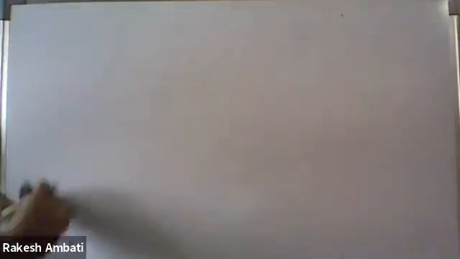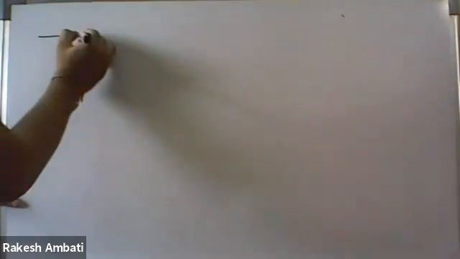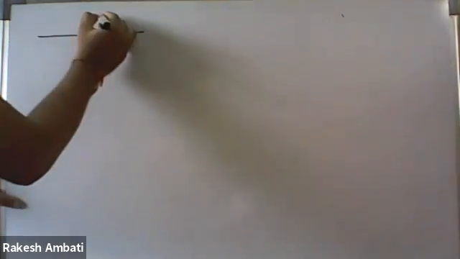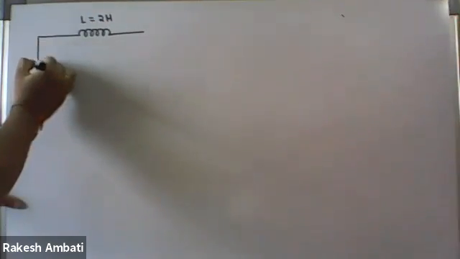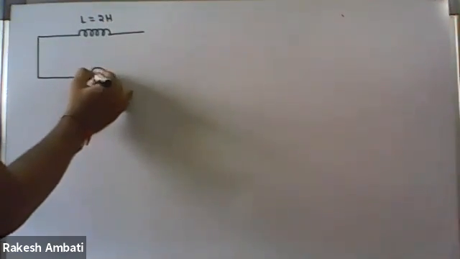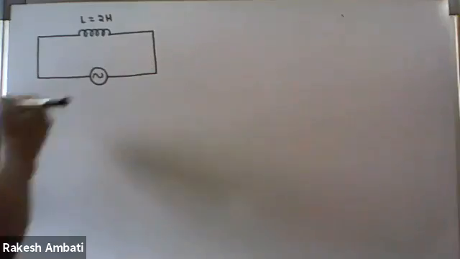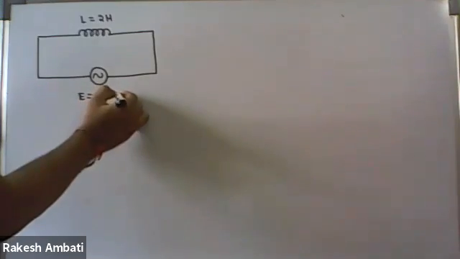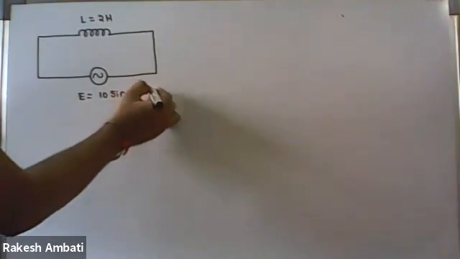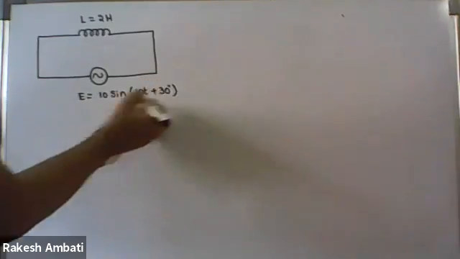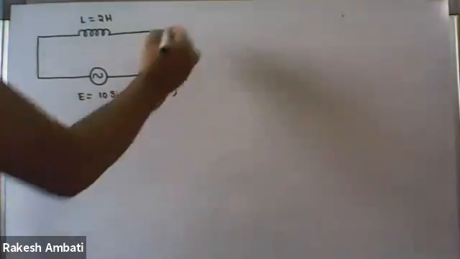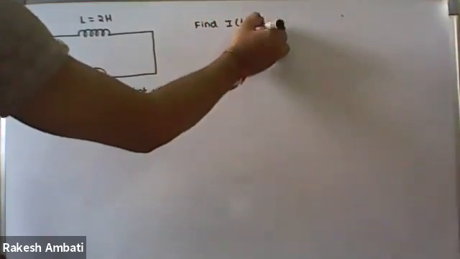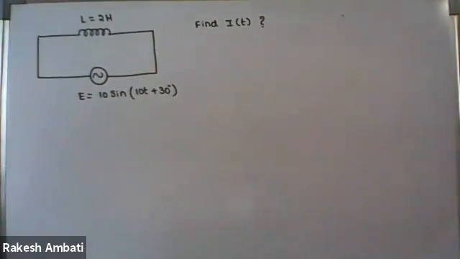Now purely capacitive is completed. Now regarding the purely inductive circuit. Inductance is given, for example L equals 2 Henry, connected to the alternating source. Here the EMF is given as 10 sine of 10t plus 30 degrees. Find the current as a function of time.